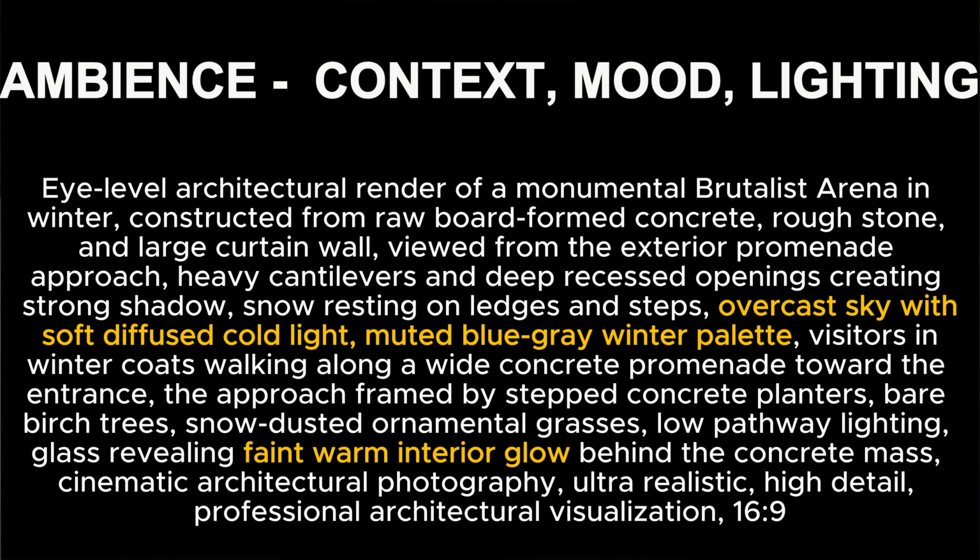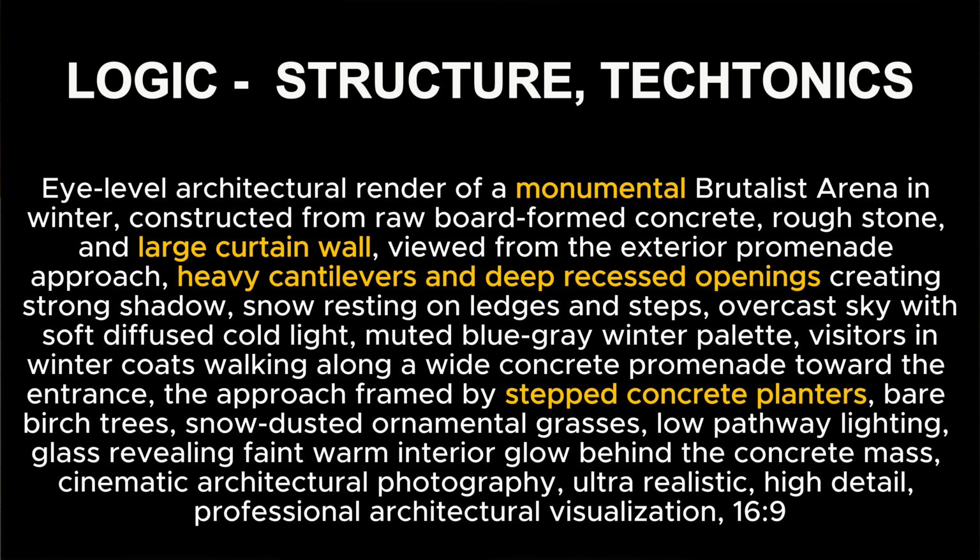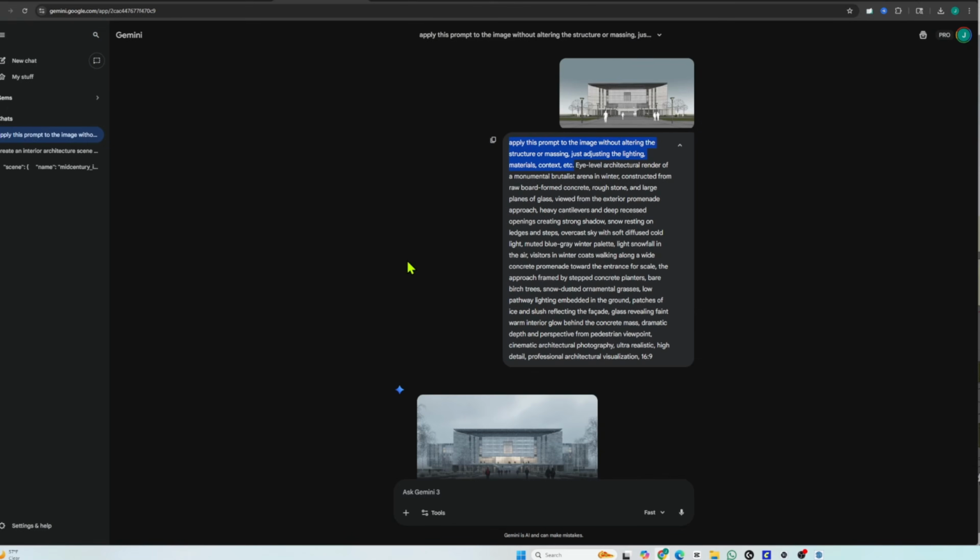And then for the ambiance, it's an overcast sky with a muted gray winter palette and some faint warm interior glow. And then finally, for the structure and the tectonics, we have things like monumental large curtain wall, heavy cantilevers and deep recessed openings, and stepped concrete planters. That's why it's so useful to use the portal framework, because it helps you break down bits of your longer prompt into smaller bite-sized pieces. So let's see the results of our 3D model screenshot and this prompt that we just created.